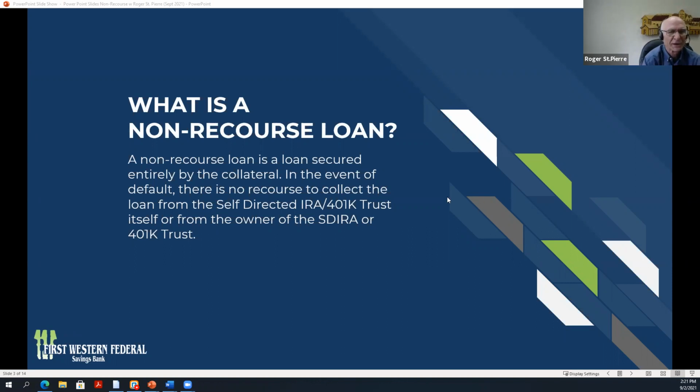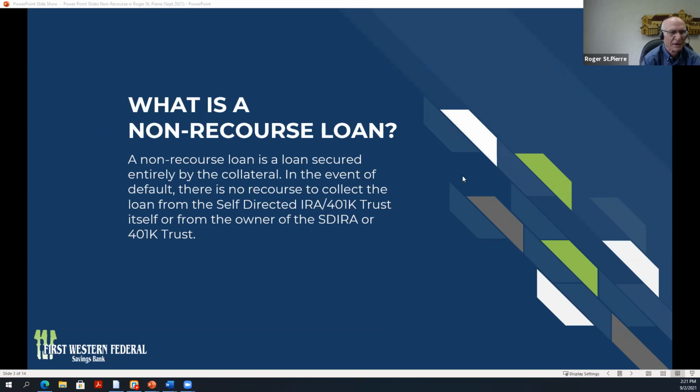If there's no more money in the trust to pay the payments, there's no more money, and that's it. It's a non-recourse loan, so the bank has no recourse against you, the person, and that's the distinction. You personally are not liable for any leveraged borrowing that you do through your solo 401k trust or IRA LLC.